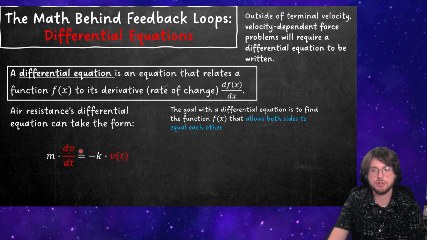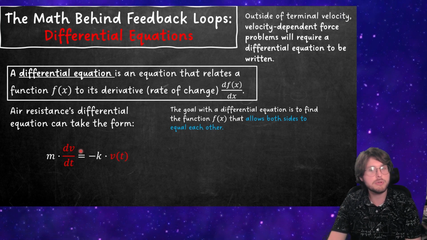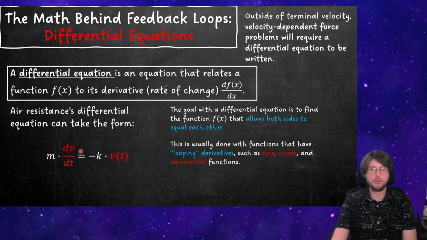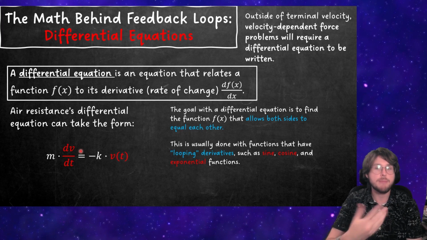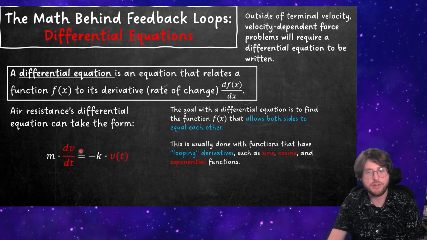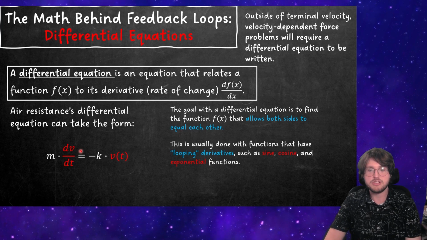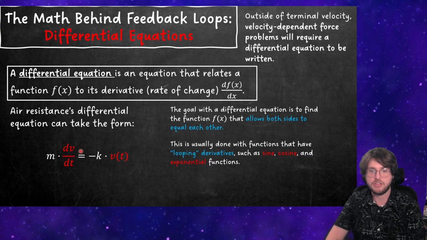But if you look back to your list of derivatives, you know that some of them kind of look like they'd be able to loop around on each other, namely sine, cosine, and exponential functions. They all have some way of getting back to the original function eventually. So we can take advantage of those functions to solve some of these differential equations. And as we're about to find, that's going to be the case with air resistance.